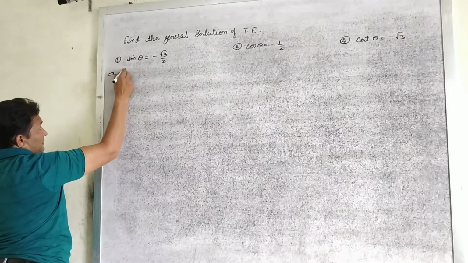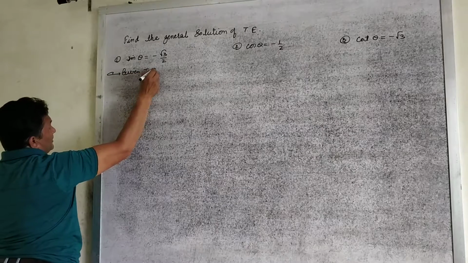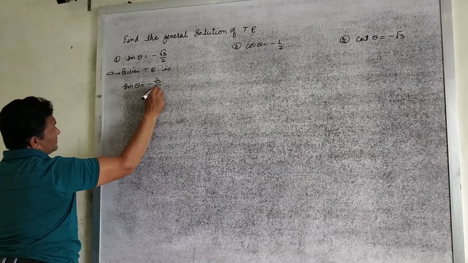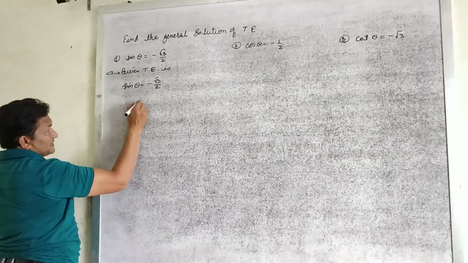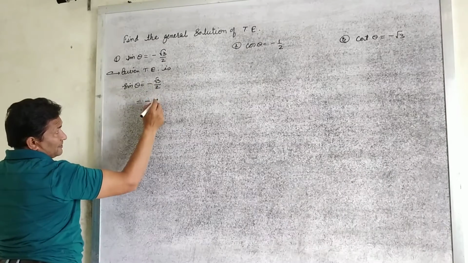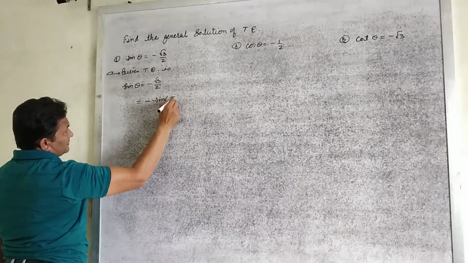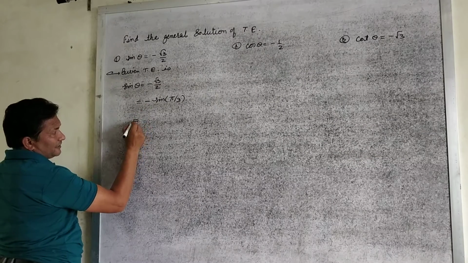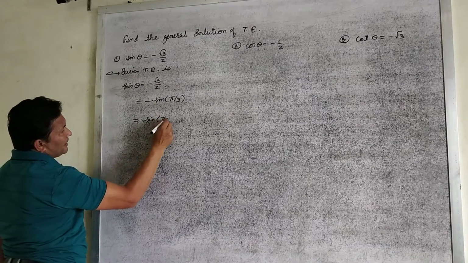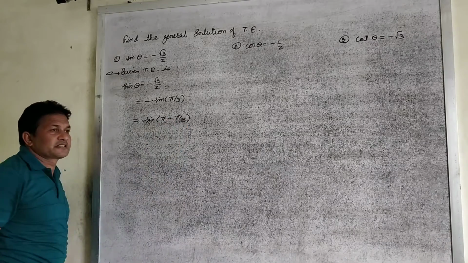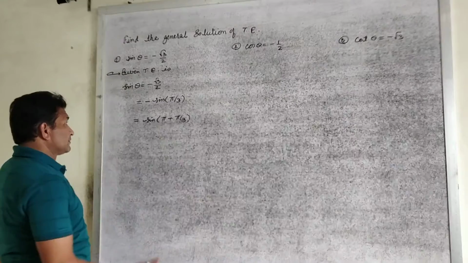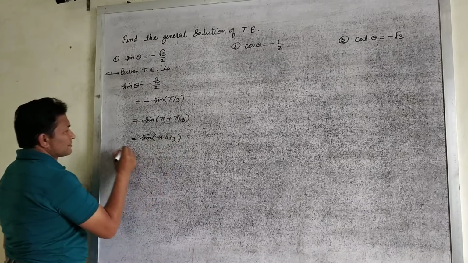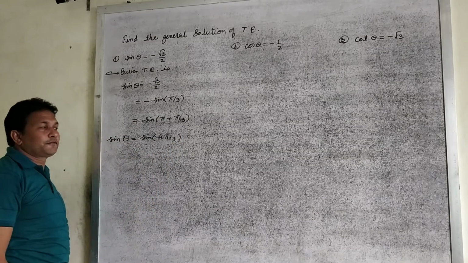So, first question, the given trigonometric equation is sin theta equal to minus root 3 by 2. So sin theta as it is, minus as it is, and root 3 by 2 is the value of sin 60, means pi by 3. As here is a minus sign, convert it into plus. Therefore sin of pi plus pi by 3 by using the allied angle formula, which is equal to sin 4 pi by 3. So hence sin theta equal to sin 4 pi by 3.